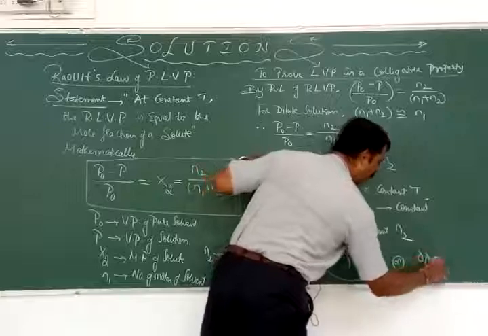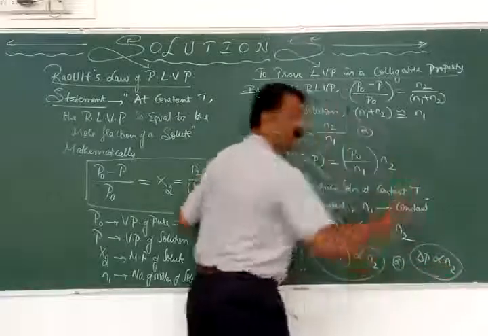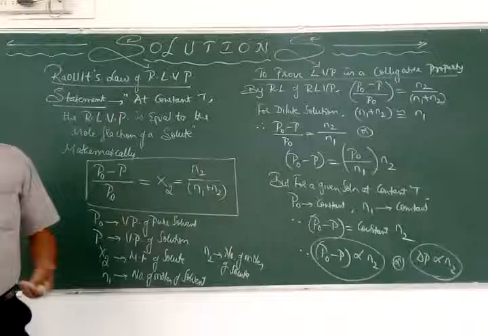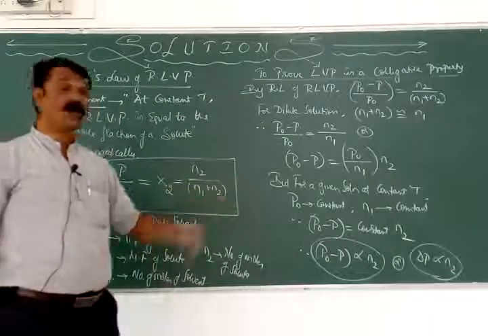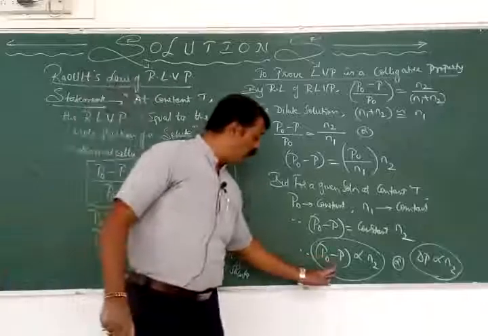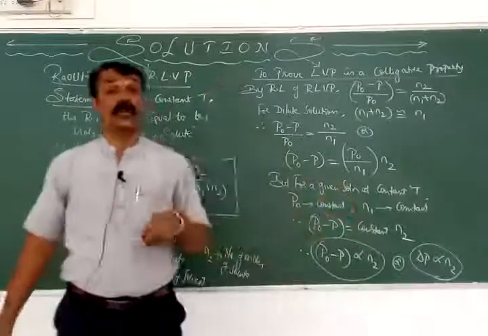Delta P is proportional to N2. What's the meaning of that? What is delta P? Lowering of vapor pressure. Lowering of vapor pressure varies directly to N2, means what is N2?